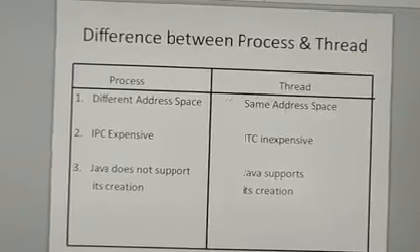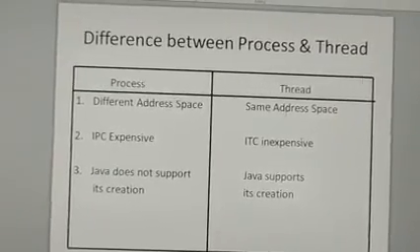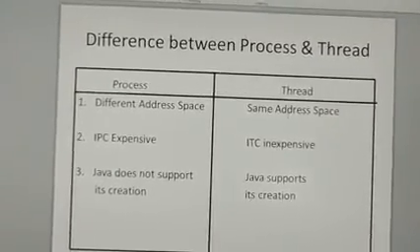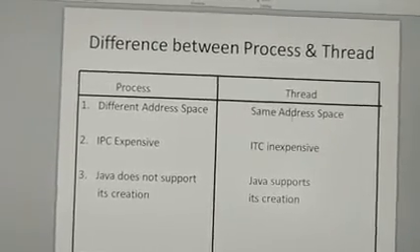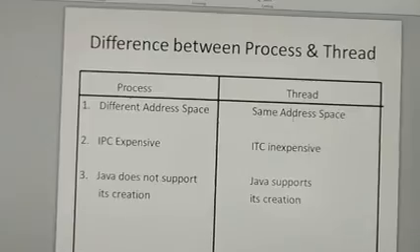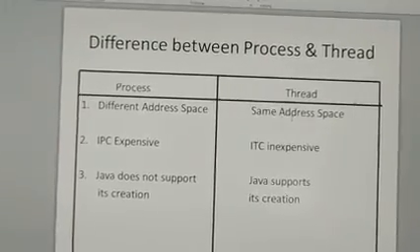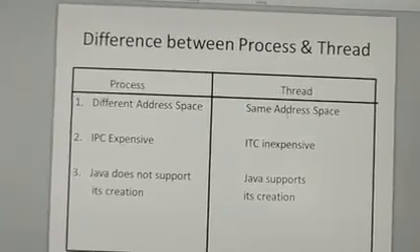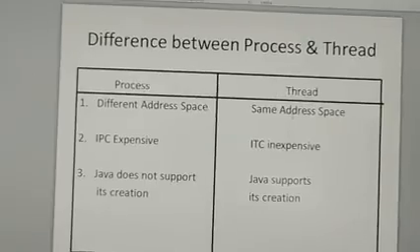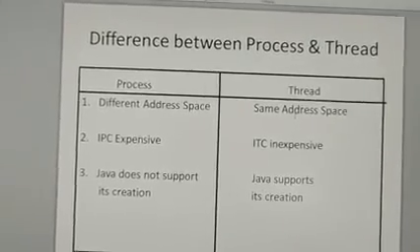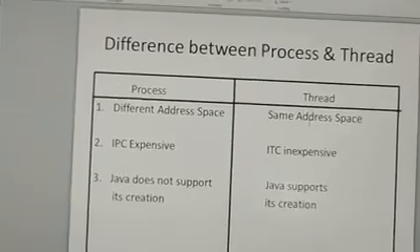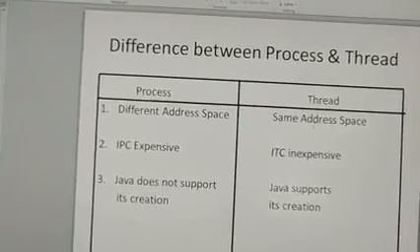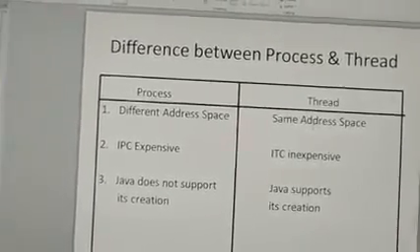So someone is creating this one, but in the back of the mind something is running there also. So that one is the thread, but that address space remains the same. It means I am the only person who is thinking both things. And inter-thread communication is inexpensive. This is because while we are talking with ourselves, this inter-thread communication is very much inexpensive.